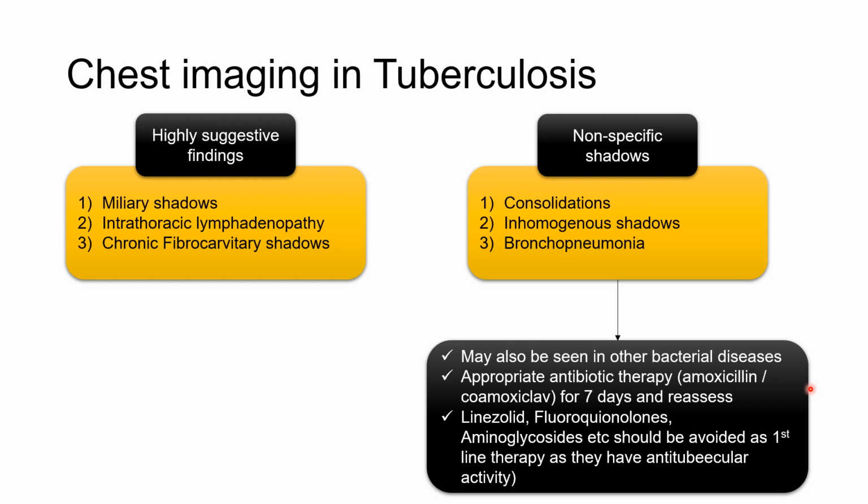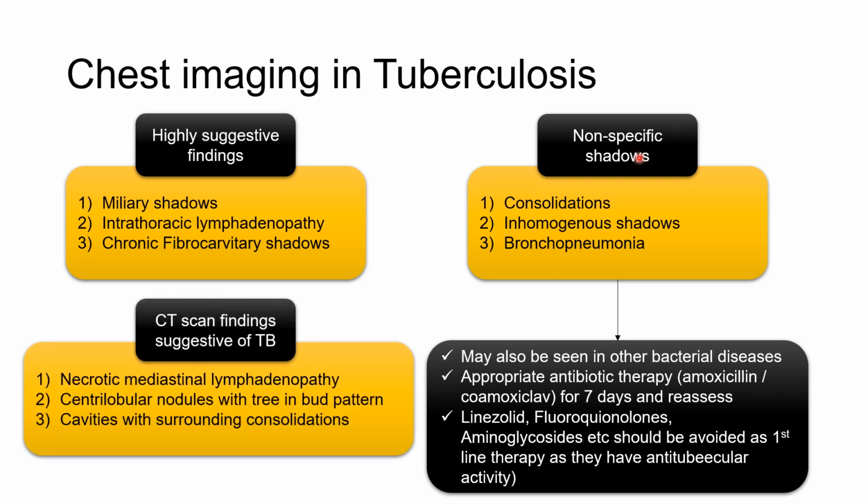Why? If you see the drug-resistant tuberculosis treatment algorithm, you will faint. So that's why it is a nightmare for the pediatricians, and no one wants a child to have any drug resistant pathology. So always avoid aminoglycosides, linezolid, fluoroquinolones, or any antibiotic which has antitubercular activity initially as the monotherapy. Especially if there are non-specific shadows, that means the findings are not suggestive of tuberculosis. So what are the CT scan findings suggestive of tuberculosis? Necrotic mediastinal lymphadenopathy, centrilobular nodules with tree in bud pattern, and cavities with surrounding consolidations. We'll discuss all this later on.